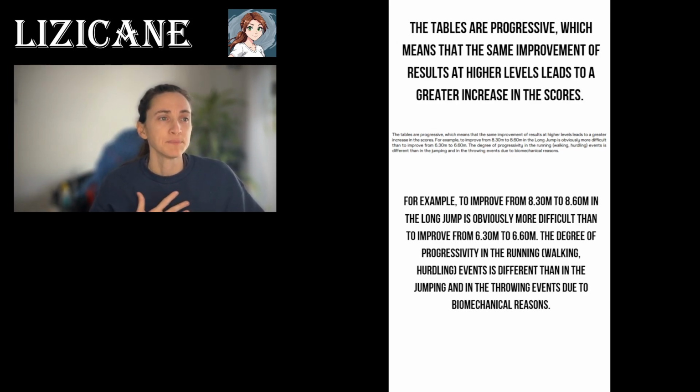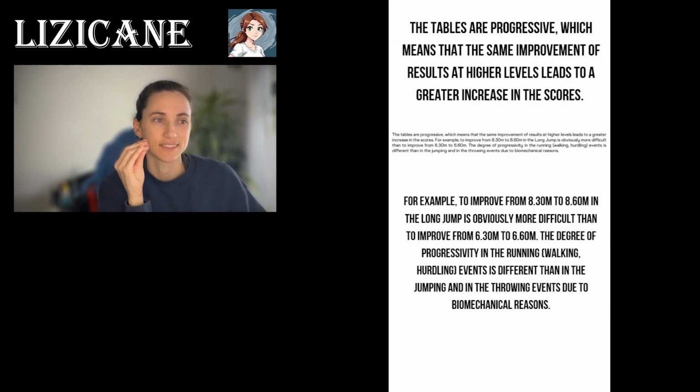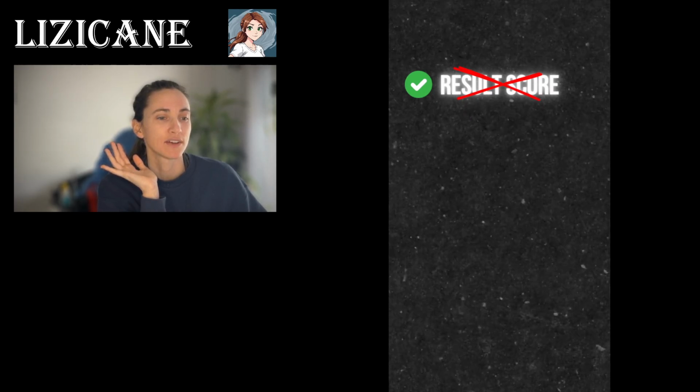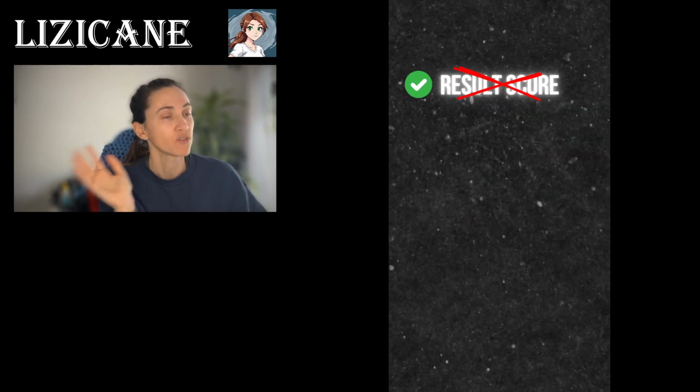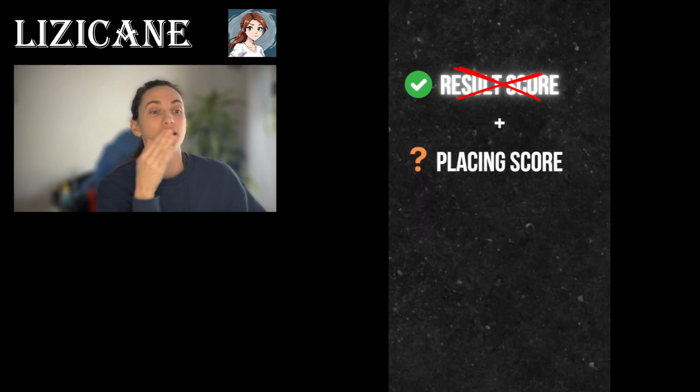So to me, this progressivity, it's a neat idea to say we're going to inflate the ones at the top. I don't know if I can... I'm going to just say that the result score I find to be a little off for reasons discussed. Now we need to talk about the placing score because I have some issues.